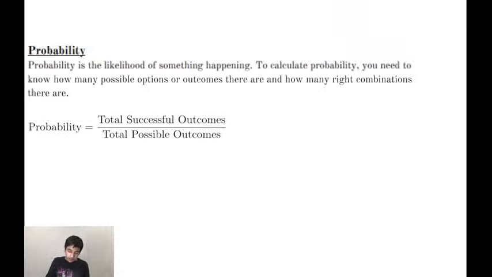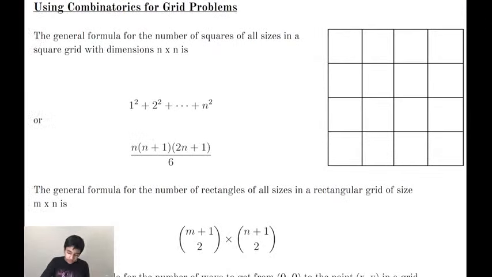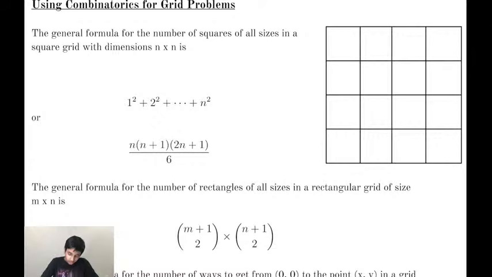Okay, so now let's take a look at probability. Probability is the likelihood of something happening, and it's just the total successful outcomes over the total possible outcomes. And in general, you can use methods of casework and complementary counting to find the total number of successful outcomes. And there's also combinatorics for grid problems. So the formula for the number of squares of all sizes in an n by n grid is 1 squared plus 2 squared plus 3 squared all the way till n squared, or n times n plus 1 times 2n plus 1 over 6.